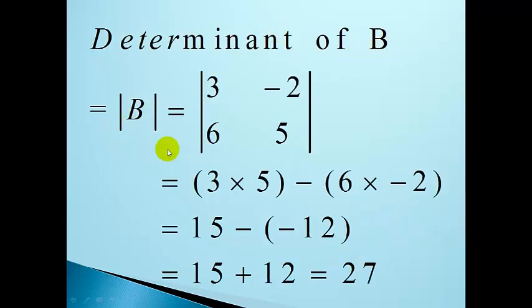Determinant of B is equal to 3, minus 2, 6, 5. Now we multiply the first element by the fourth element, so we have 3 times 5 minus 6 times minus 2. So 3 times 5 is 15, minus 6 times minus 2 is minus 12. So 15 minus 1 times minus 12 will be 15 plus 12, and this is equal to 27. 15 plus 12 is equal to 27. So that is the determinant of B.